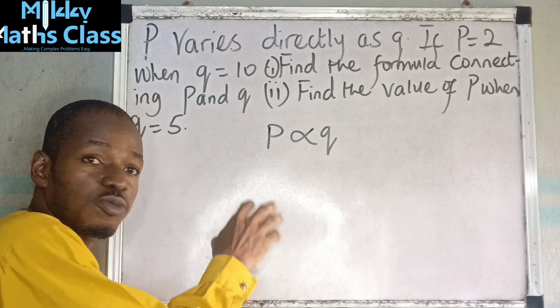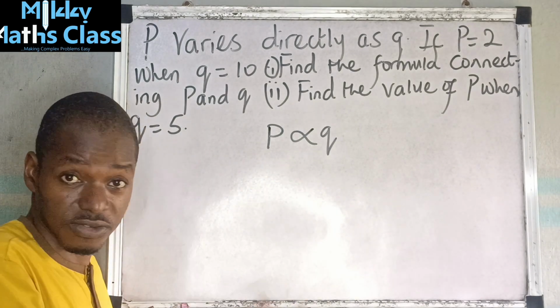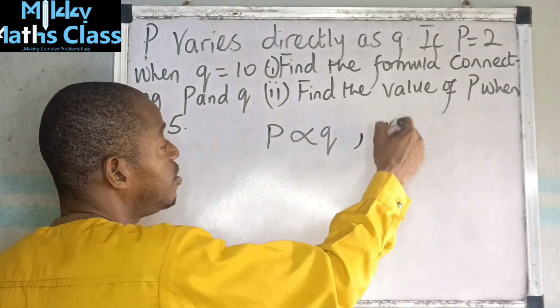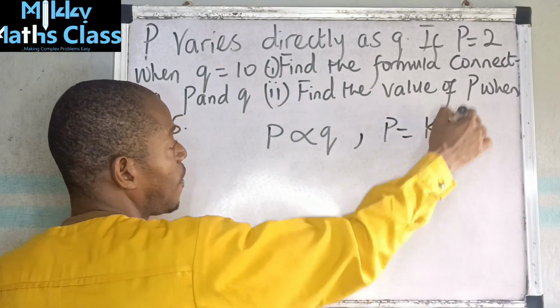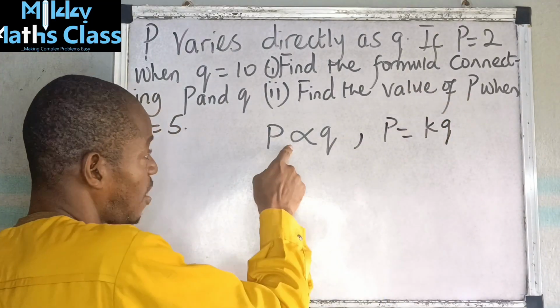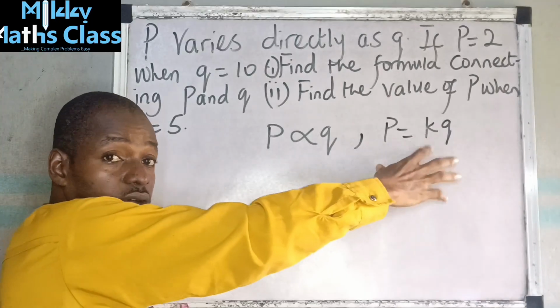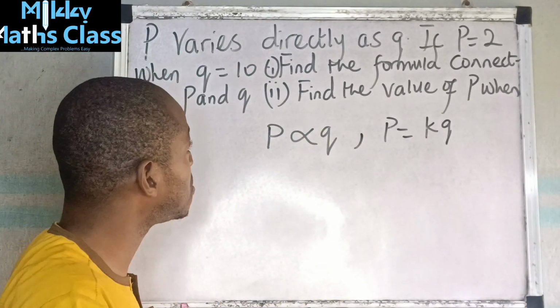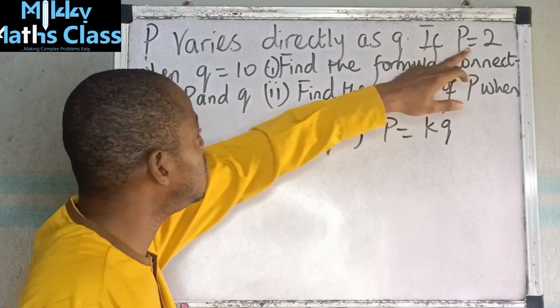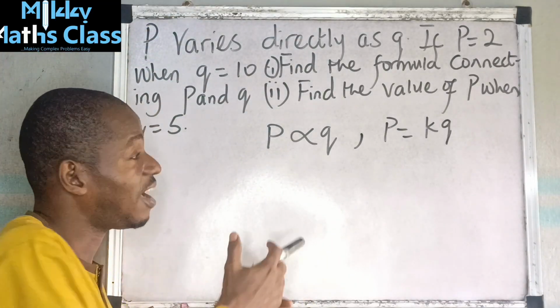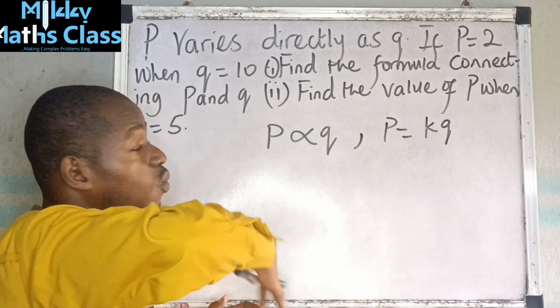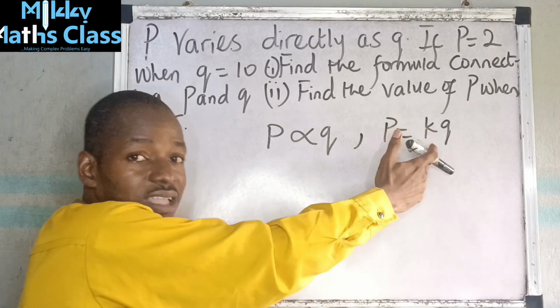Now, for us to remove this proportion sign, we introduce a constant. So we say P is equal to K times Q. So when we remove the proportionality sign, we introduce the constant K, and I'll put the equals sign. We are told that P is 2 when Q is 10. The first statement that is usually given after this is what we use to find the constant.